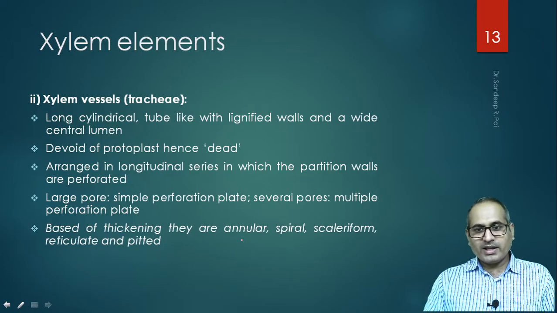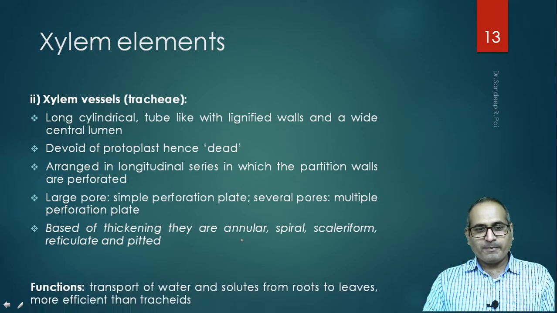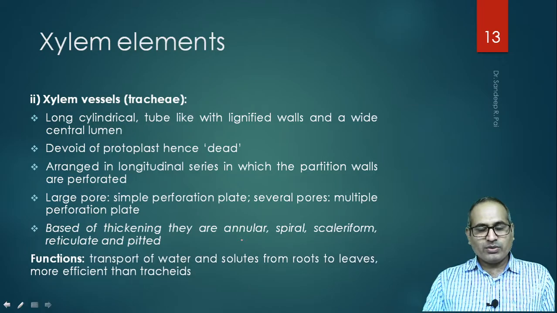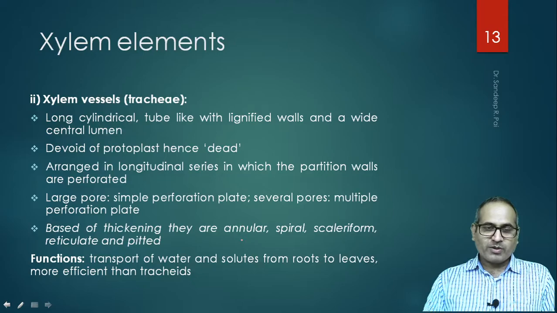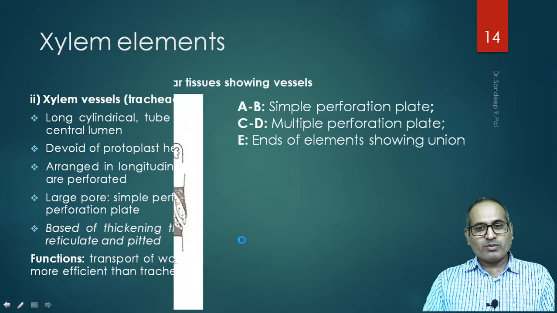So based on thickening, they are again annular, spiral, scalariform, reticulate and pitted. So the same type of arrangements and same type of thickenings we have seen in case of xylem tracheids, and in case of xylem vessels we will see all same points here. Their functions, particularly to define: like xylem tracheids, xylem vessels also transport water and solutes from roots to leaves more efficiently than tracheids. Because of the perforated plates, maybe they are more efficient to transport water and solutes from roots to leaves.